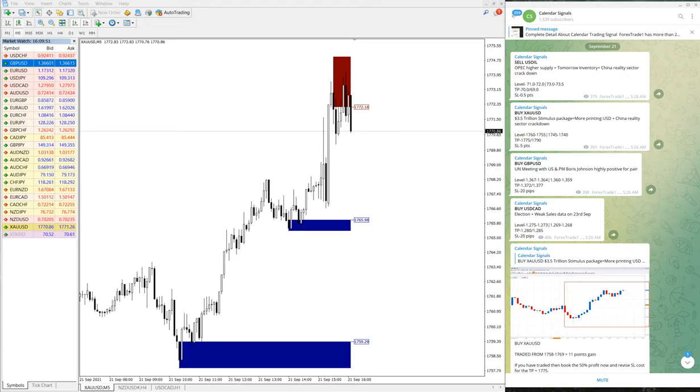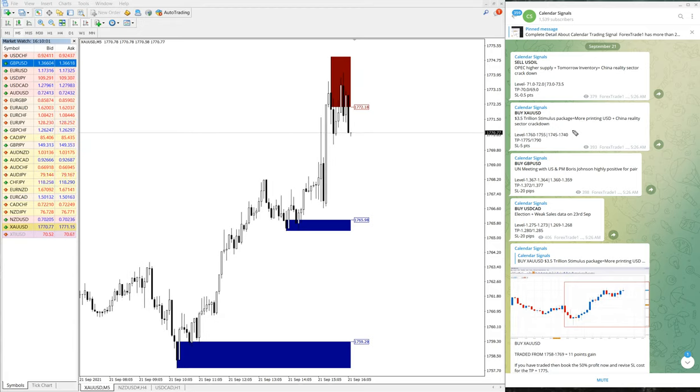And the reason why we have given buy gold is the 3.5 trillion stimulus package and more printing of USD, plus China's realty sector crackdown. So the main concern is that more US dollars are being printed, with the $3.5 trillion stimulus package they have announced, and China's realty sector crackdown. Based on this we have predicted that the gold price will go up. That is why we have given the buy signal.